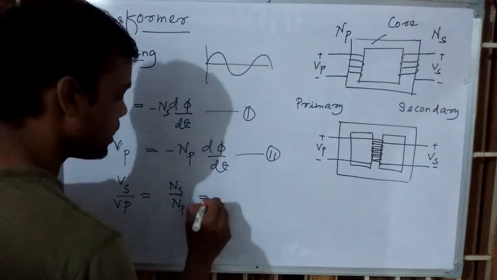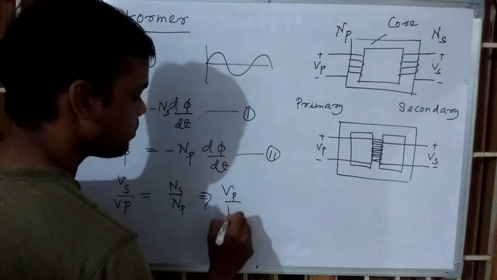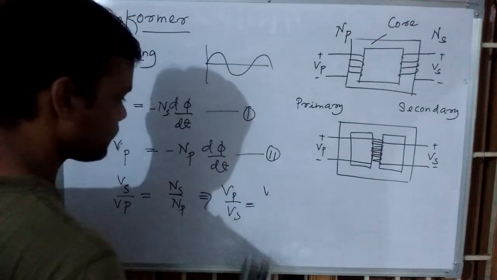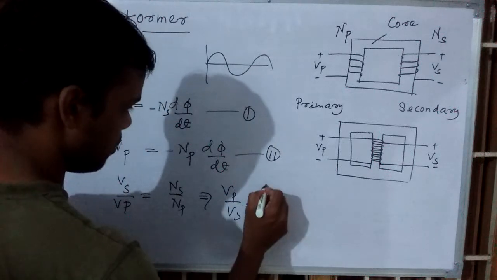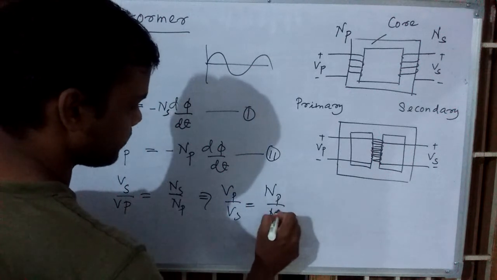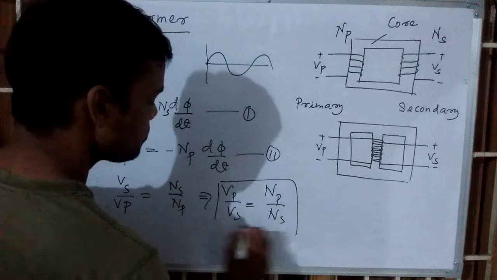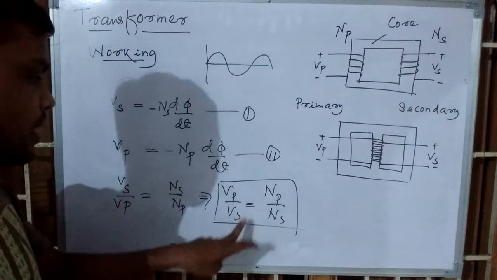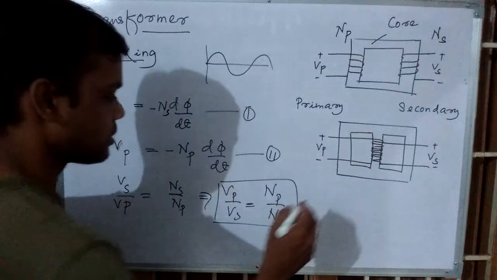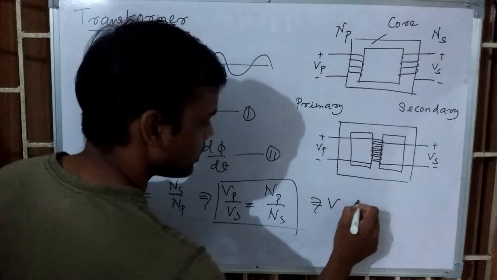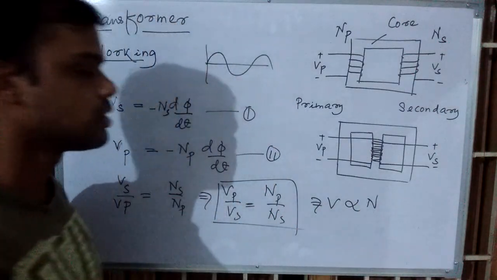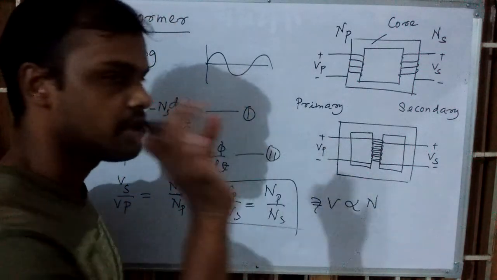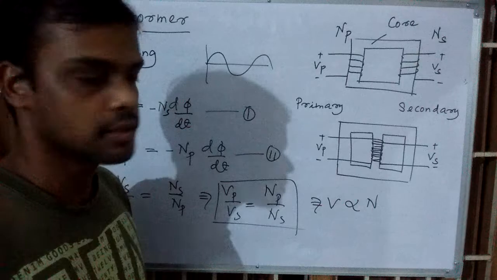Normally it is written as Vp by Vs. It will be easier to remember. So Np by Ns. Now look, Vp by Vs is equal to Np by Ns, which implies V is proportional to N. More the number of turns, more is the voltage. That means the side having more number of turns will have higher voltage.